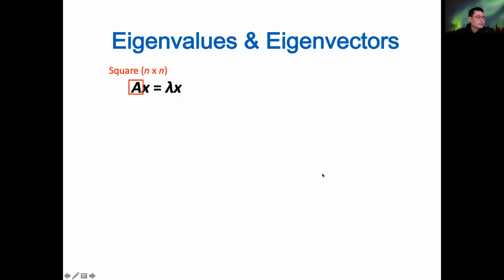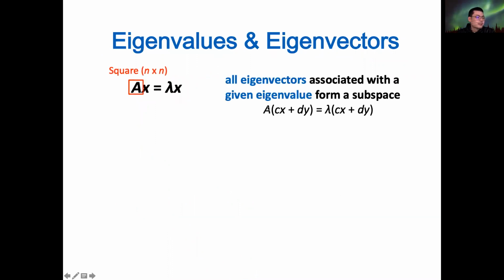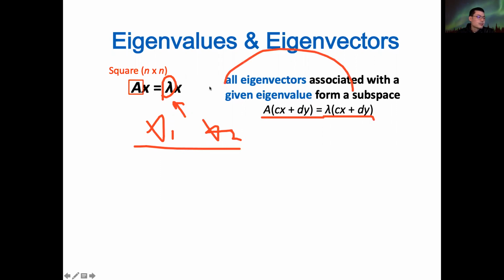Right. So this has to be square. And we can show that all eigenvectors x associated with a given eigenvalue form a subspace. So each eigenvalue decides a subspace. You can have multiple, maybe x1, x2, that all satisfy this. But if that happens, you can show that their linear combination still satisfies this. This is not difficult to see.